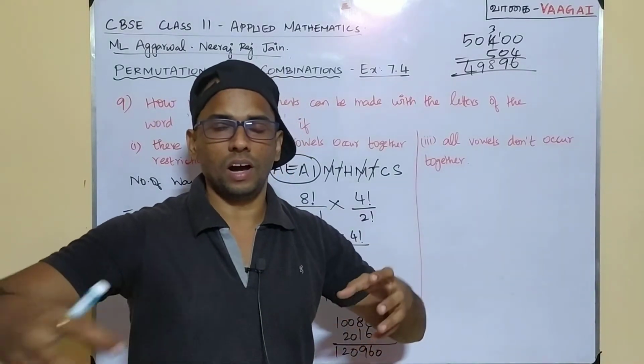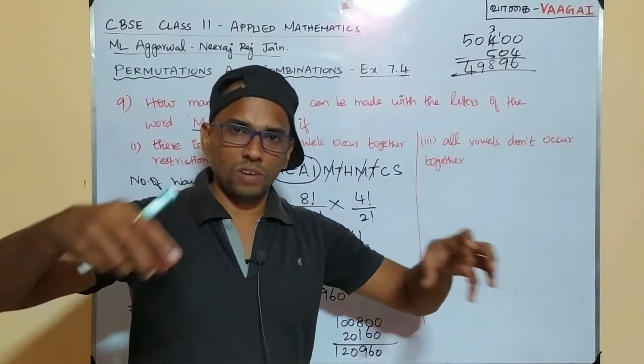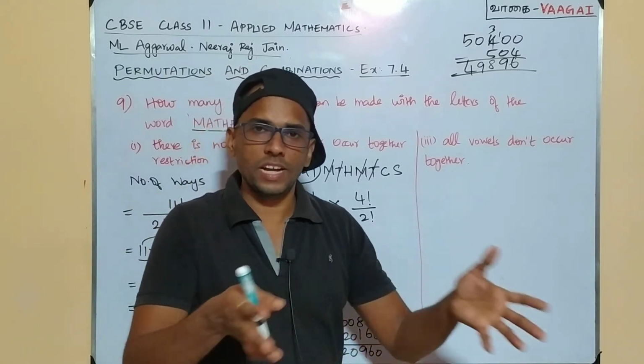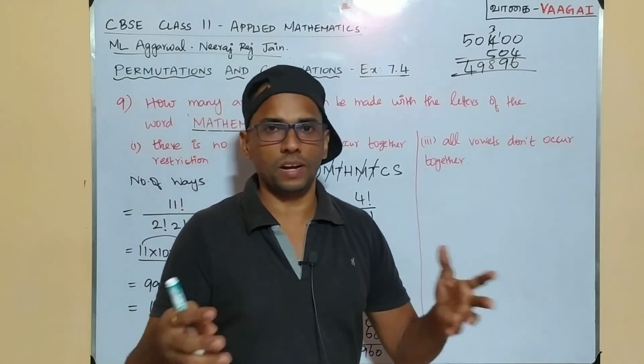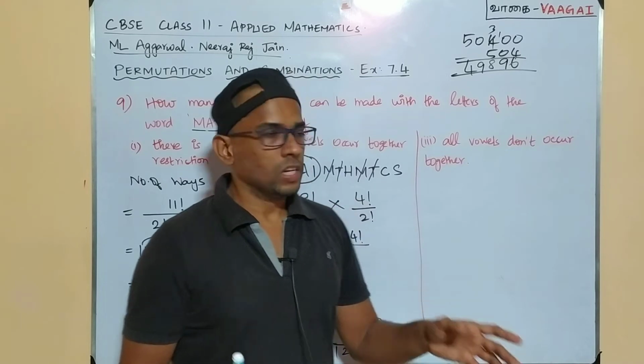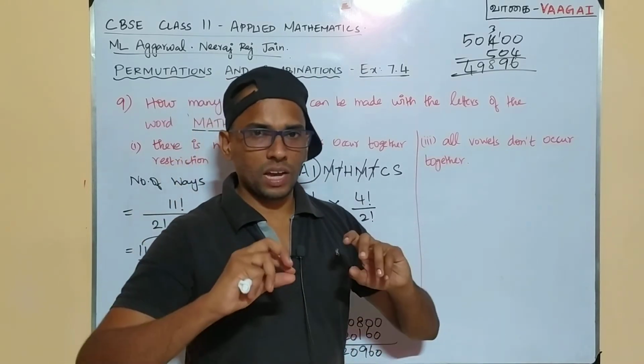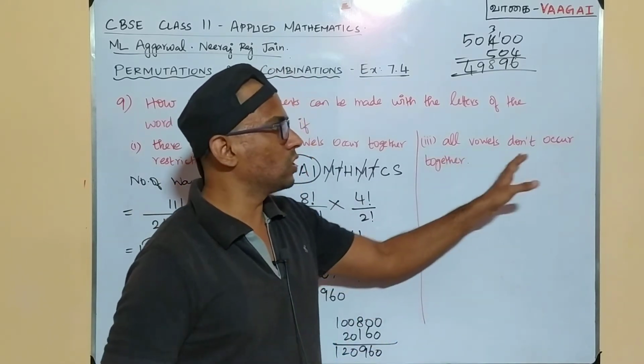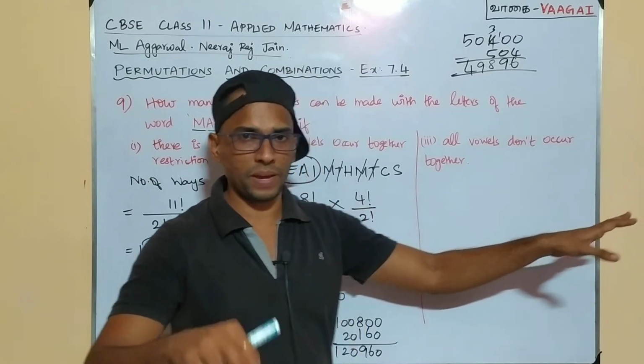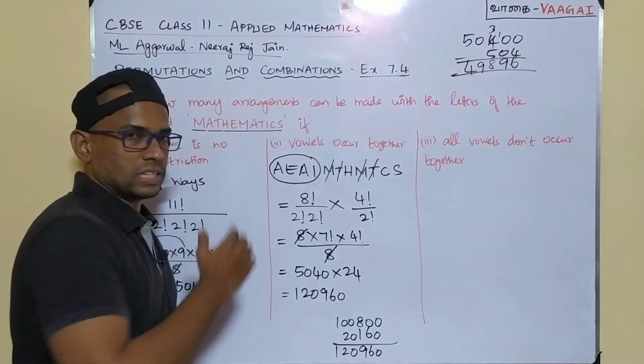All the vowels, each vowel should be separated. I mean, any two vowels should be separated. That's not the meaning. Okay, so here the thing they are coming to convey is that all vowels don't occur together. That means I'll just try to show it with this example itself.